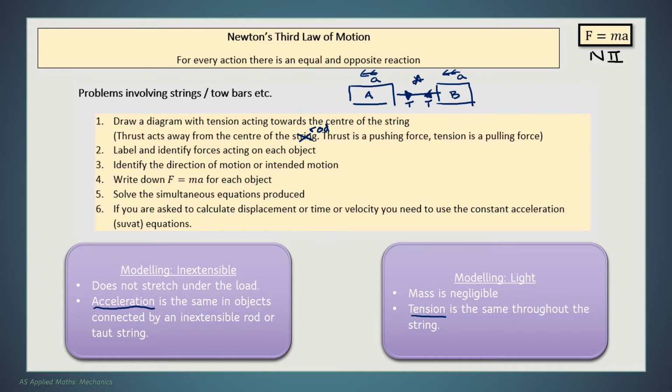Number 1, draw your diagram. Number 2, label and identify forces acting on each object. Number 3, identify the direction of motion or intended motion. You might be stationary and about to set off. Number 4, write down F equals ma for each object. At this point, you can consider the whole system. I am not going to do the working out by working it that way. I will mention it as we do the examples. I'm going to stick with writing F equals ma for both objects. I think considering the whole system is something that maybe you will look into as you get more familiar with the topic.